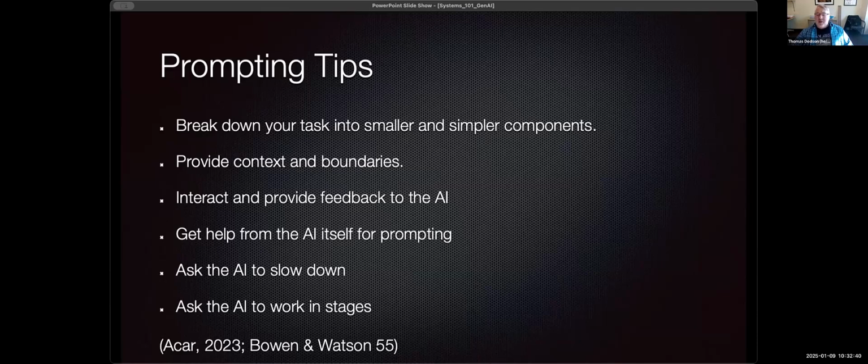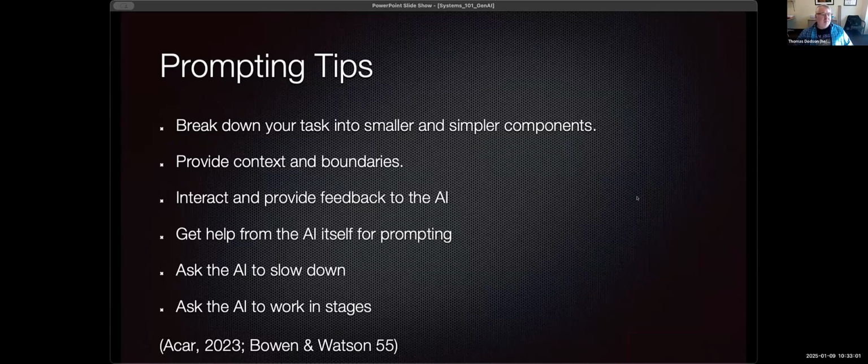You can ask the AI to work in stages. You might say, work on this problem step by step. Or you might say, before you begin, ask me what other information you might need to fulfill this task. You might say, don't do anything yet when you start the prompt. First, ask me if any part of what I'm asking you to do is confusing.